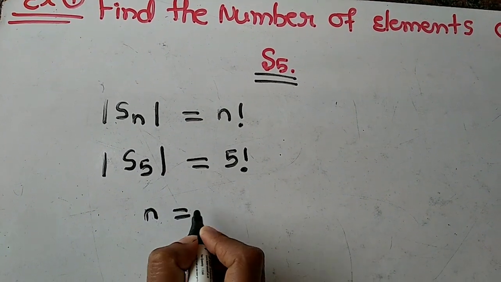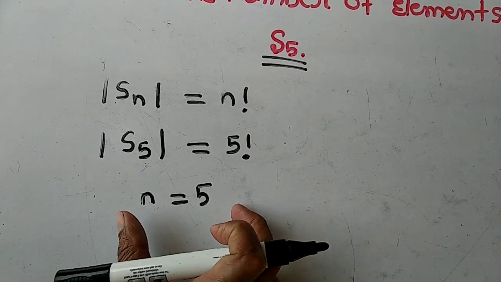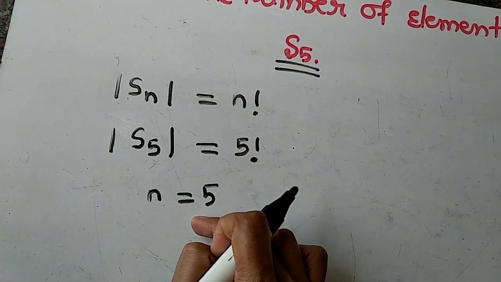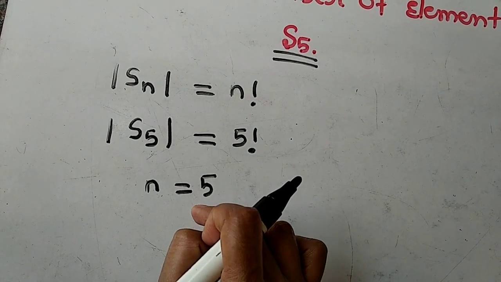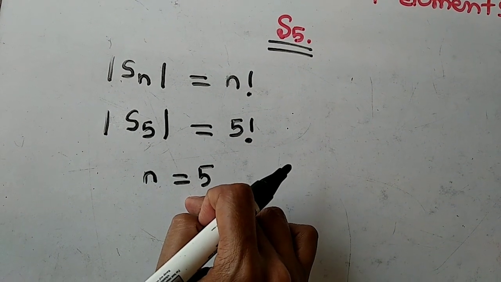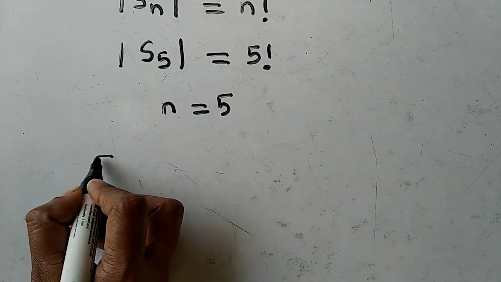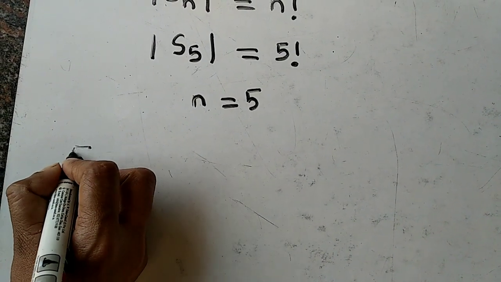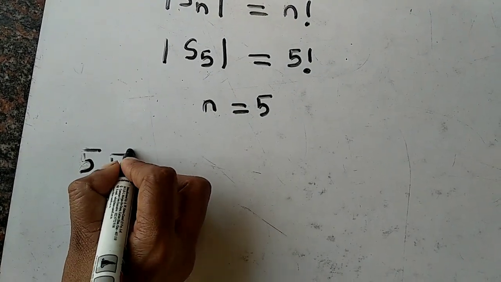Here what is our n? The given n is 5. So the first step is to write the cardinality and write n equal to 5. After this, you have to take a partition of this 5. So how to take a partition? 5 can be written in how many ways? We have to check. First, 5 can be written as 5.